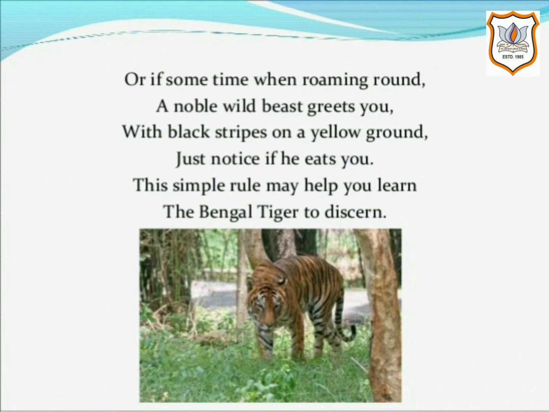Next line. This simple rule may help you learn the Bengal Tiger to discern. Here there are two figures of speech, that is anastrophe and internal rhyme. Anastrophe because there is inversion in the construction of the sentence for poetic effect. Internal rhyme because the rhyming words learn and discern are used in the same sentence for poetic effect.